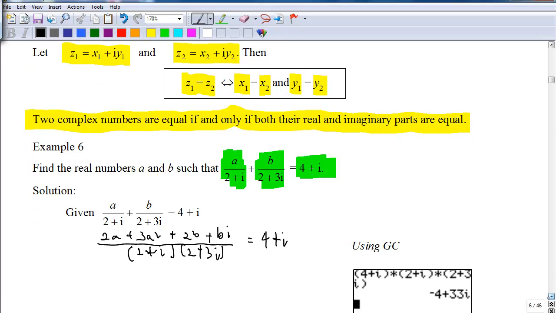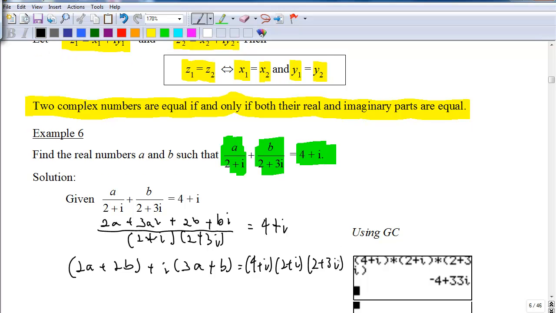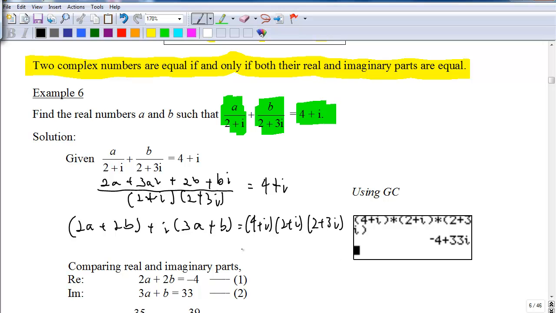If I multiply the denominator on both sides, I will get 2a plus 2b, grouping the real parts together, and grouping the imaginary parts together, 3a plus b i, equals 4 plus i times 2 plus i times 2 plus 3i. Now I can use the GC to help me compute the right hand side. You will have minus 4 plus 33i.